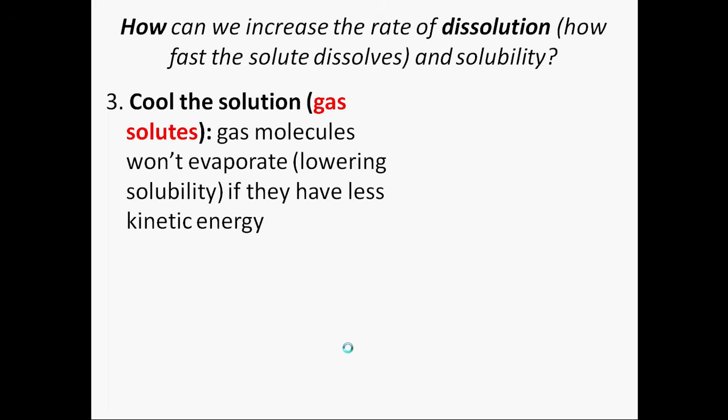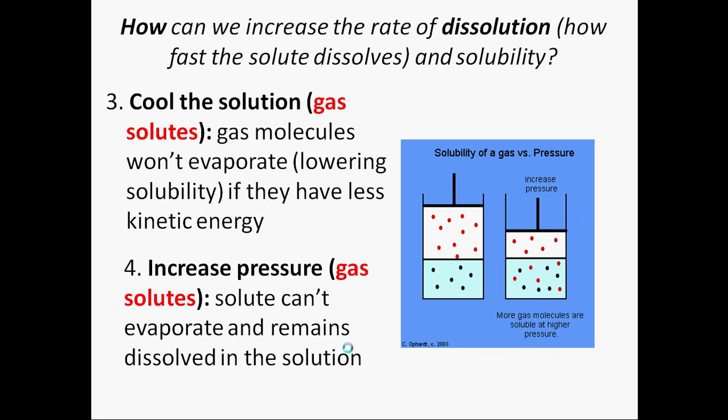Okay. Last way that we'll talk about is to increase the pressure being exerted on the solution. Now again, this only works for gas solutes. Now the way that this works is as we increase the pressure on the solution, it's harder for our gas molecules to evaporate out of the solution. Kind of like what we talked about in terms of how pressure changes the boiling point of water or any other substance. Okay, so if we increase the pressure, we're basically pushing all those gas molecules back into the solution and holding them there so that we can keep more gas in our solution.